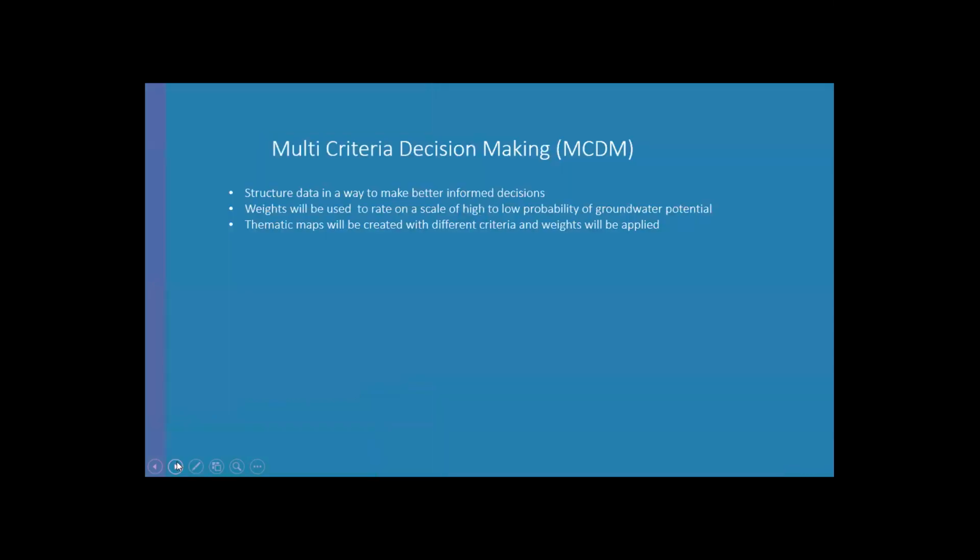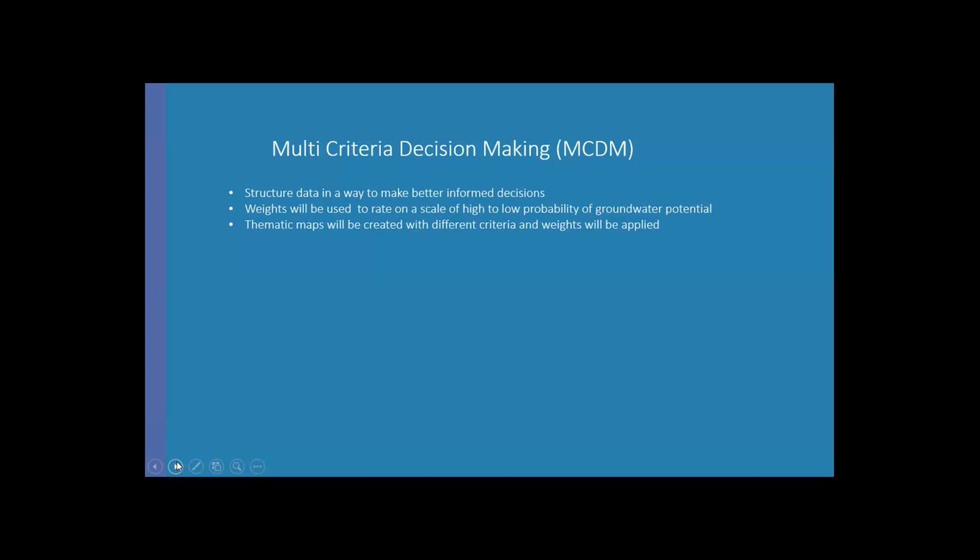This is just an overview of what MCDM is, as discussed previously. It's a way to structure my data to make better informed decisions. I will apply weights to each of my criteria maps from 1 to 5 as discussed, from low to high probability of the groundwater potential. In the next few slides, I will go over my criteria maps in the process of the MCDM process.